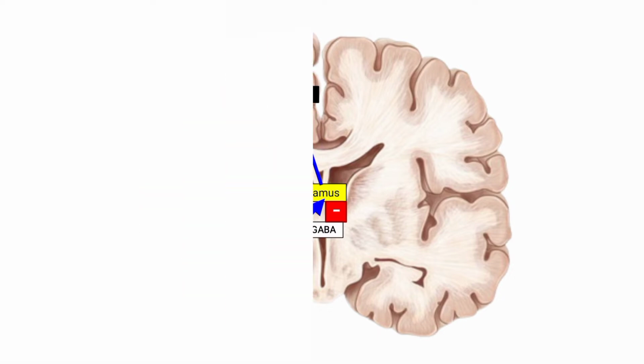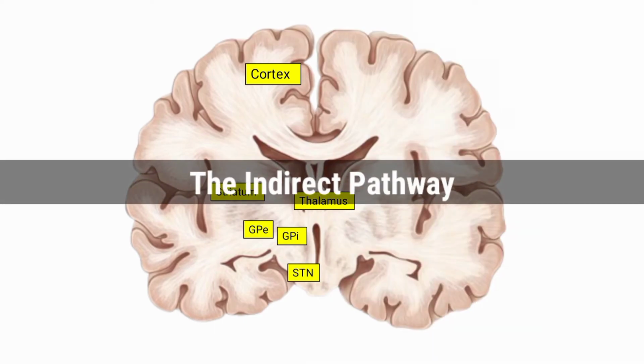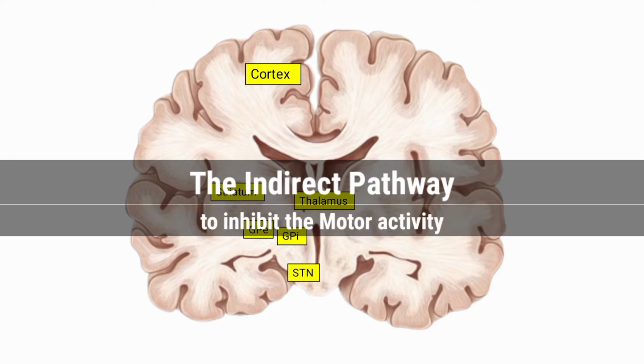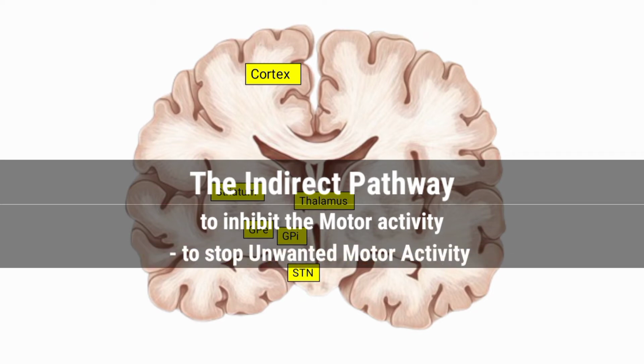Now let's move forward and talk about the indirect pathway. As we talked about, the direct pathway is designed to stimulate the motor movement, to start the motor movement. What is the other function of basal ganglia? It is to inhibit the motor activity, or in other words, to stop the unwanted motor movement. This function of the basal ganglia is carried out via the indirect pathway. And again, the basic function I want you to remember is that this is to decrease the motor activity.